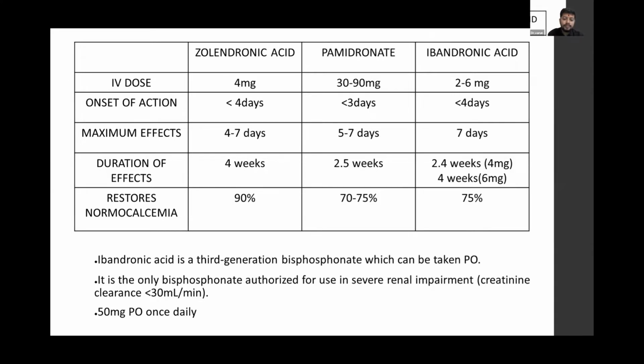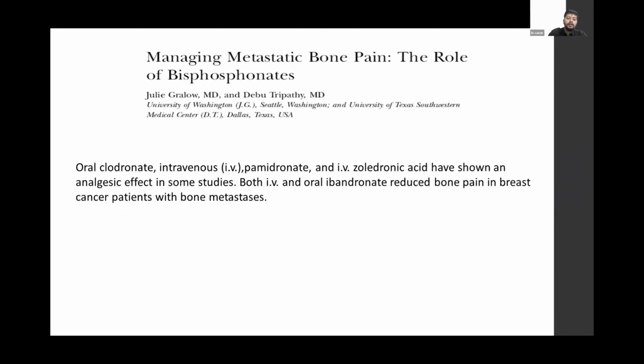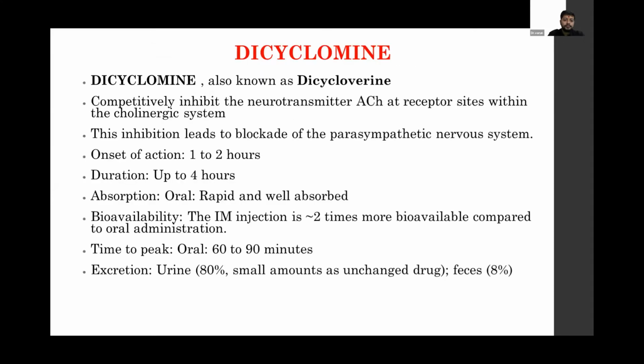Ibandronic acid is a third generation bisphosphonate, which can be used orally and is the only bisphosphonate which can be used in severe renal impairment. The normal dose of ibandronic acid is 50 milligrams orally once daily. Some research articles show a beneficial role of bisphosphonates for metastatic bone pain. Oral clodronate, IV pamidronate or zoledronic acid showed an analgesic effect in some studies, and both IV and oral ibandronate reduce bone pain in breast cancer patients with bone metastases.